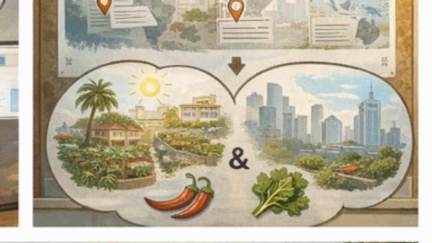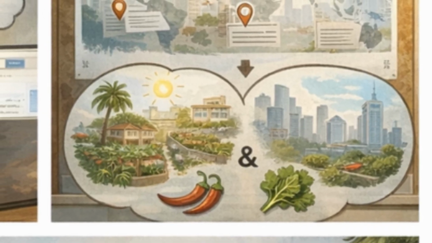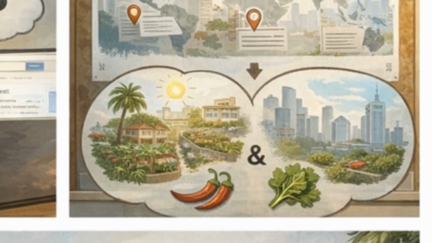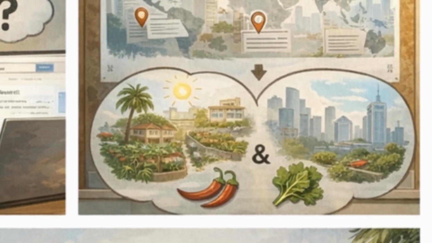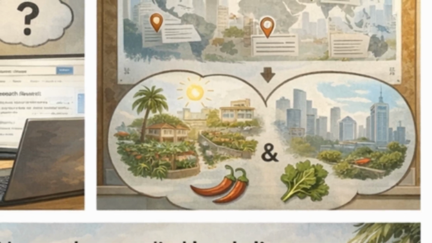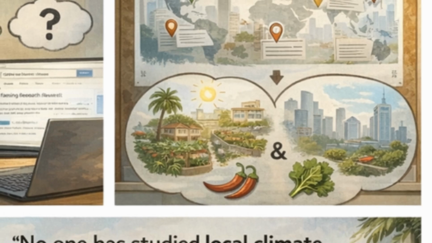Story time. Imagine a student named Sarah. She's passionate about urban farming and wants to research it for her PhD. A quick search shows tons of studies on urban farming abroad. Initially, Sarah feels discouraged. It seems done to death.